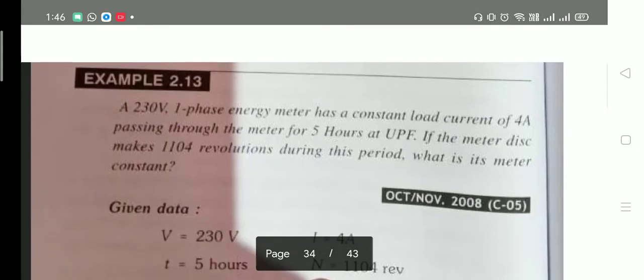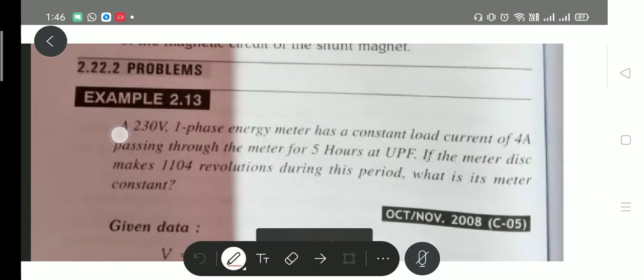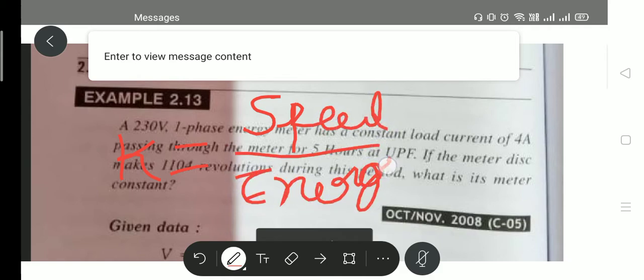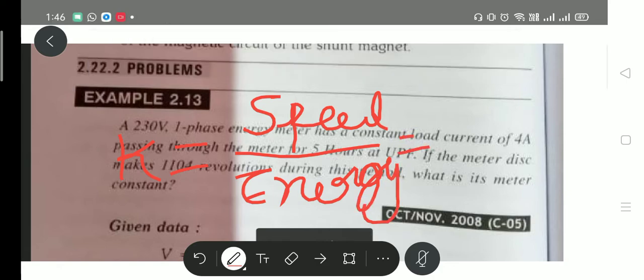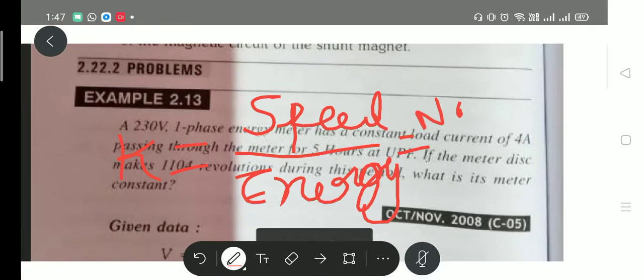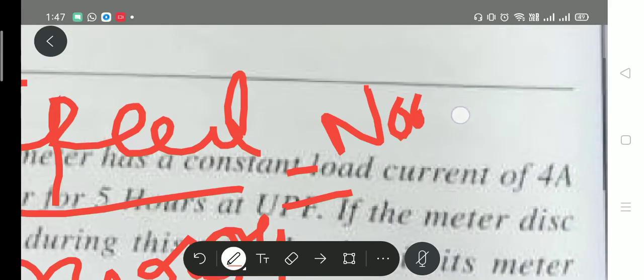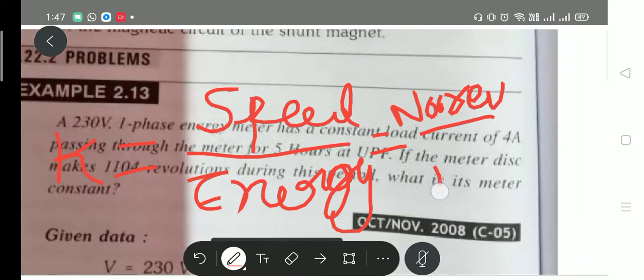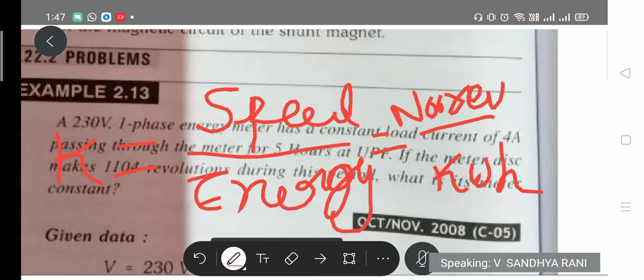K is equal to speed by energy. The speed can be represented in number of revolutions, right? Number of revolutions by energy can be represented as kilowatt hour. Here is given voltage, current, power factor, time and number of revolutions.